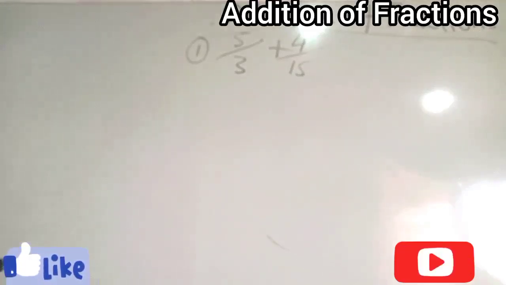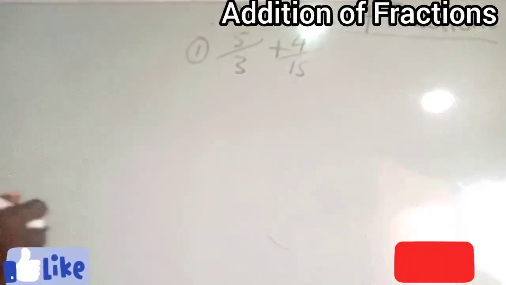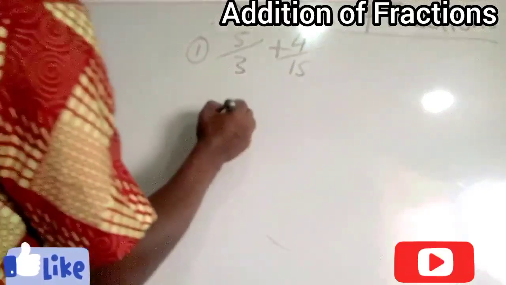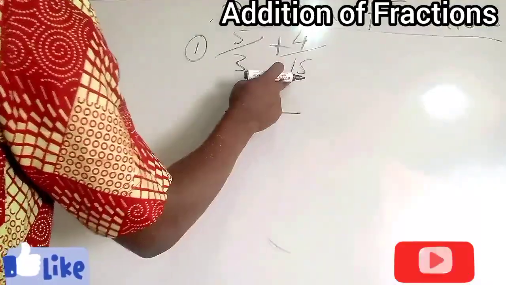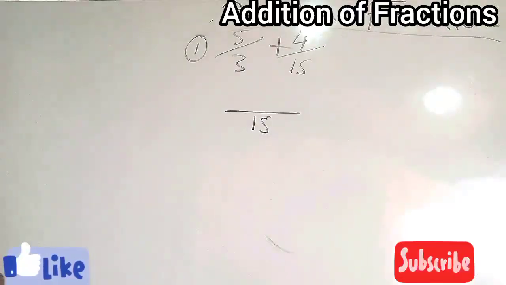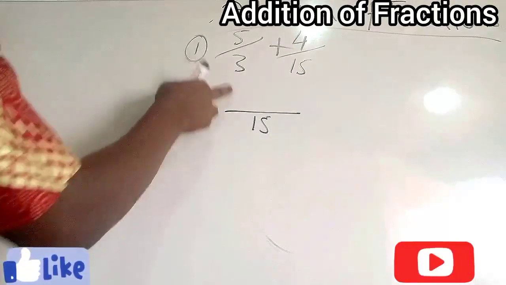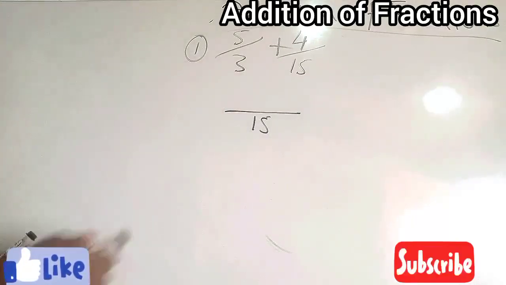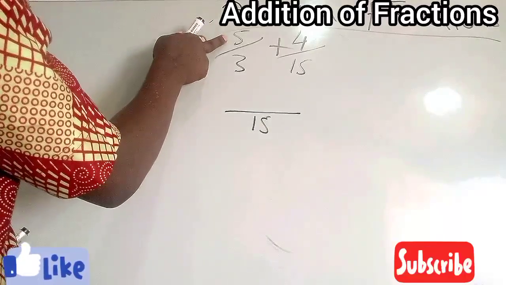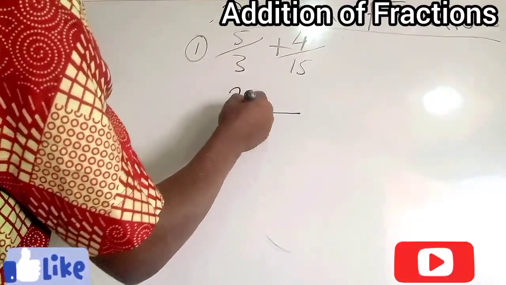Alright, let's solve this together. Okay, and as I said earlier, the first thing you do is to find the LCM. What is the LCM for these two? The LCM is 15. Okay, 3 can go into 15, so therefore we are going to use the bigger one, 15, as our LCM. How many times can 3 go into 15? 3 can go into 15 5 times. So you use that 5 to multiply the numerator 5 here. So 5 times 5 will give us 25. So you have 25 here.